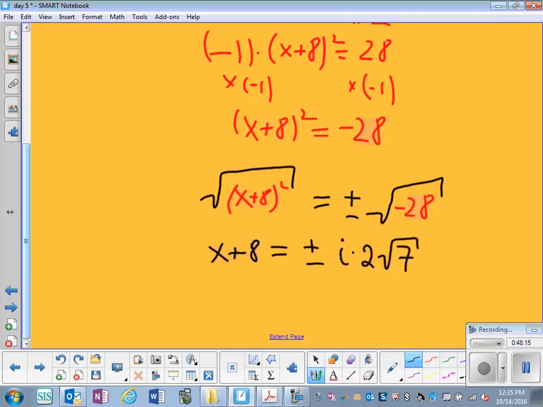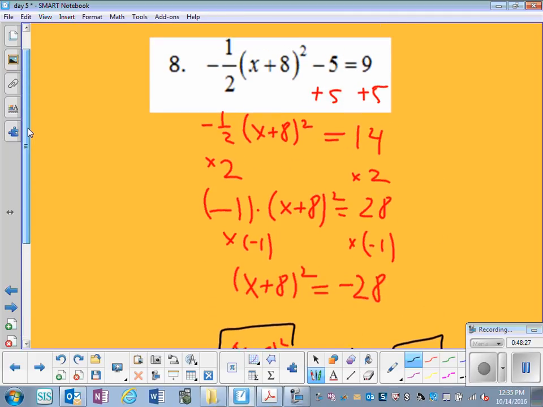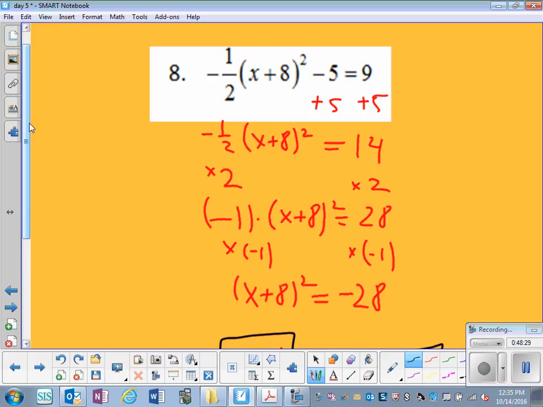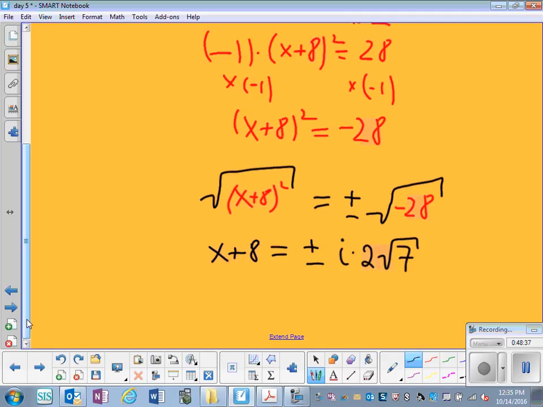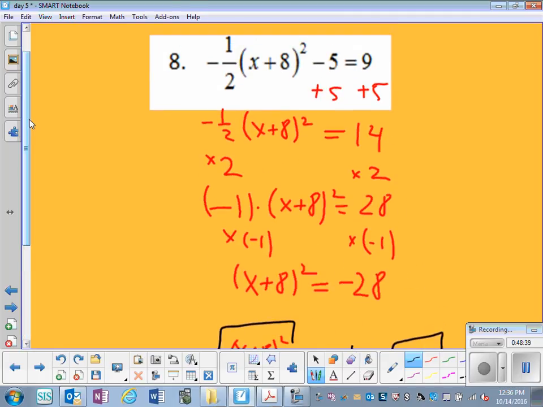Very good. Everyone sees that? But if we get 28, how did we get 28? Or did I make a mistake? 14 times 2, right? So plus 5, plus 5 gives me 14, and then we multiply by 2, 28. The reciprocal of 1 over 2. Right? I multiply by the reciprocal to get rid of the fraction.